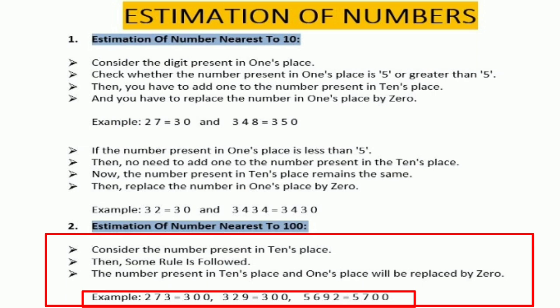Let us take another example. 5692. To estimate this number, we have to consider the digit present in the tens place, that is 9, which is greater than or equal to 5. So we have to add 1 to the digit present in the hundreds place, that is 6. 6 plus 1 is 7. Then replace the digits present in the tens place and ones place by 0. We estimate the number 5692 as 5700. Clear?